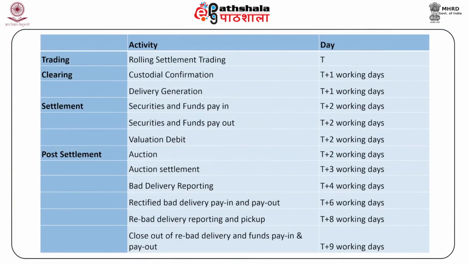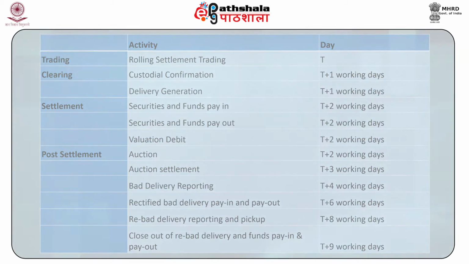The following table shows the settlement cycle for rolling settlement. In this table, we have in the first column the trading, clearing, settlement, the post-settlement and other issues. In the second column, we have the activity which can be seen along with each activity of trading, clearing, settlement, etc. Then we have the day, which is T+1 working day, T+2 working days and so on.